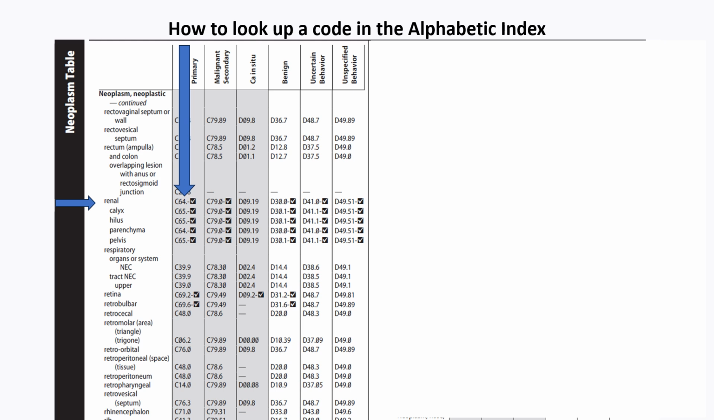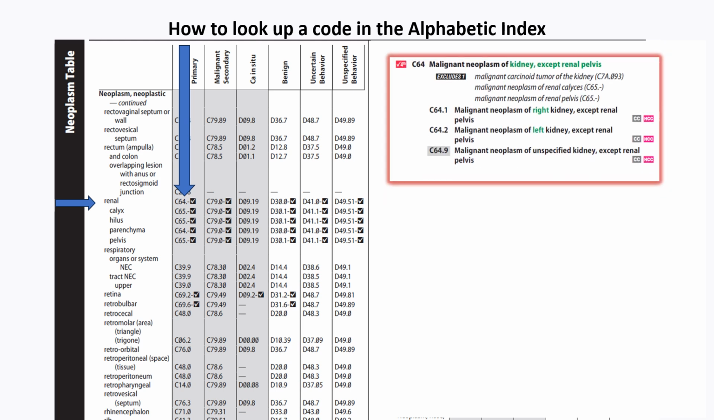And also we see at a glance that there are some additional characters needed. So the next step is to verify it in the tabular list. And if you go to the tabular list under C64 malignant neoplasm of kidney except renal pelvis, this is our category, and underneath they are arranged according to the side of the body, laterality. Is it right, left, or unspecified? Ours is not specified, so our code would be C64.9.